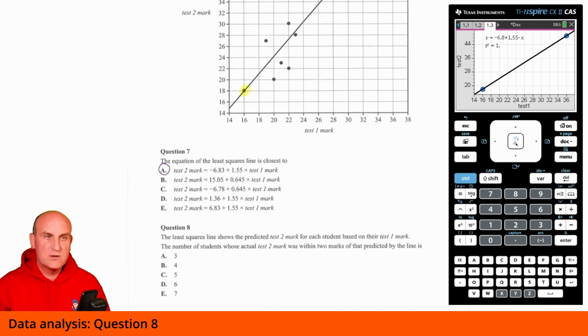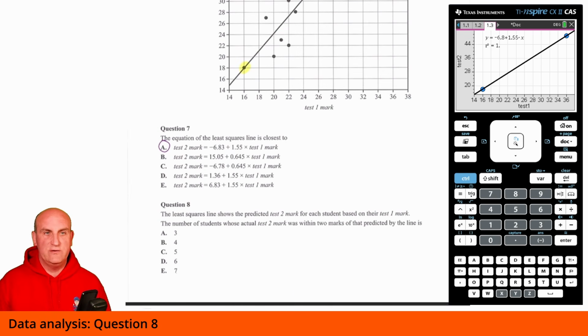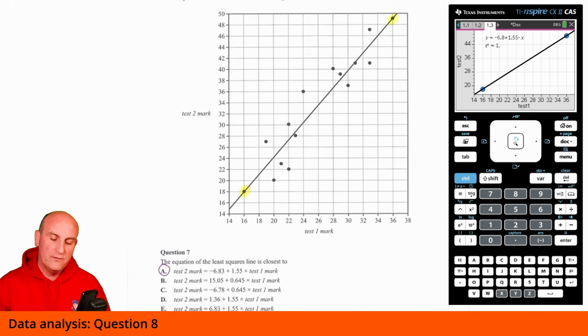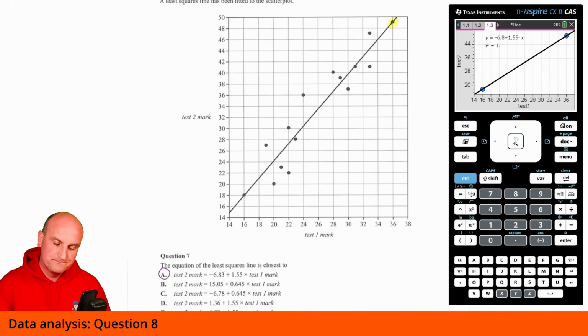The least squares line shows the predicted test 2 mark for each student based on their test 1 mark. The number of students whose actual test 2 mark was within 2 marks of that predicted by the line is. So what they're really saying is find the number of dots that have a gap no more than 2 places away. And again, you had to go through and test each of those.